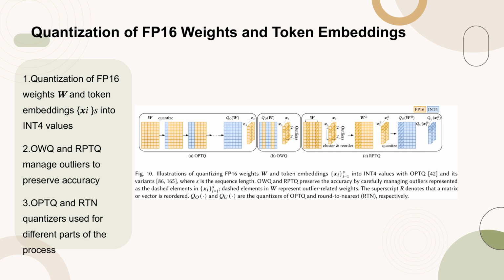Figure 10 illustrates the process of quantizing FP16 weights and token embeddings into INT4 values using OPTQ and its variants. The figure shows how OWQ and RPTQ manage outliers to preserve accuracy, with dashed elements representing outlier-related weights. The superscript indicates reordering of matrices or vectors. The quantizers represent OPTQ and round to nearest, RTN, respectively, used in the quantization process.